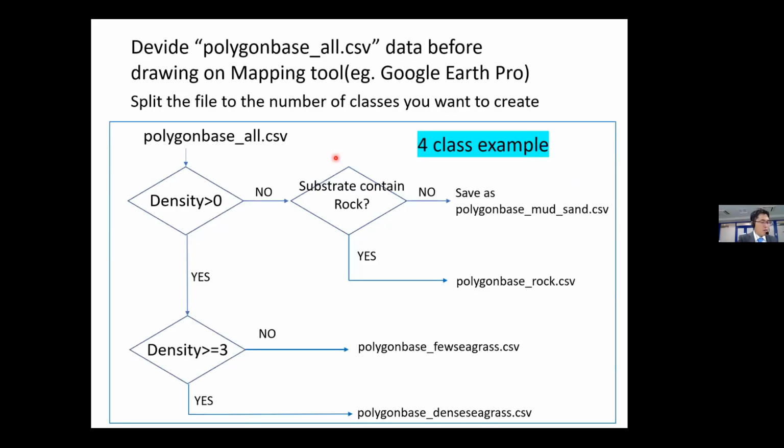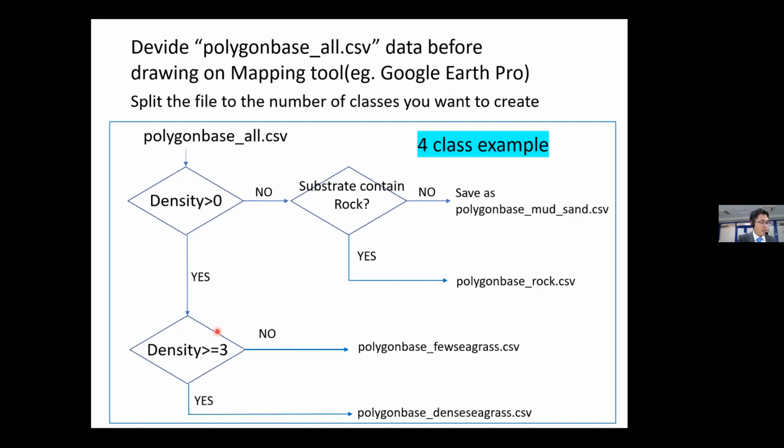It is hard work to draw different types of polygons in observed order. For example, this is sand. Next is seagrass level 5. Next is mud, and so on. It is very hard and confusing. To make the work easy, I divided the polygonbase_all dataset into each class. This flow diagram shows the simplest way to divide the data into 4 classes.